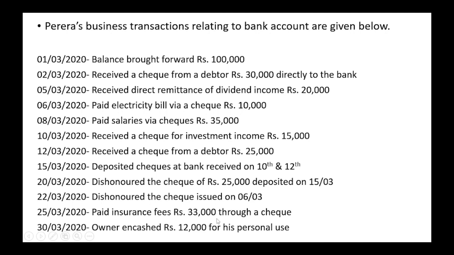Paid insurance fees 33,000 through a check. It is issuing a check, you have to credit the bank account. Owner encashed 12,000 for his personal use. That is also issuing a check. You can issue cash checks and encash that check and get the cash into the business.